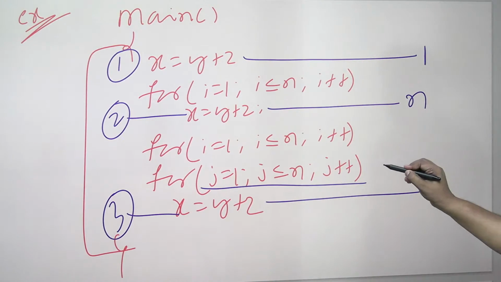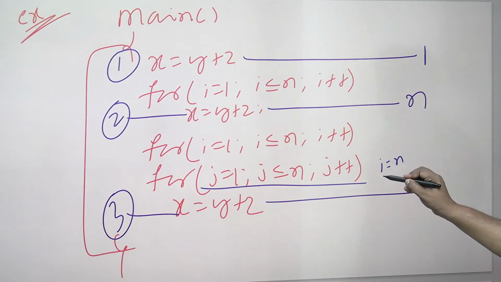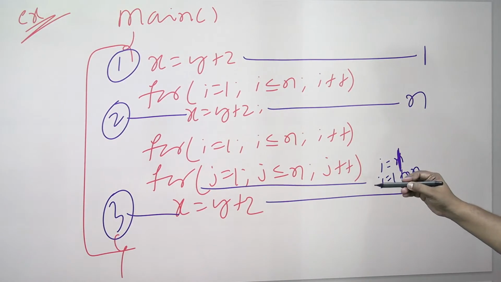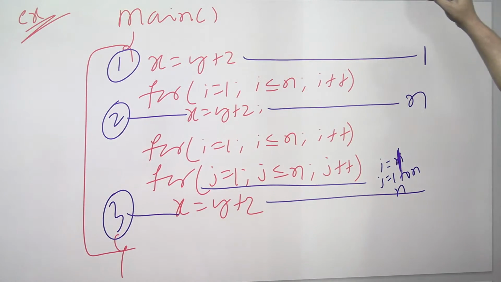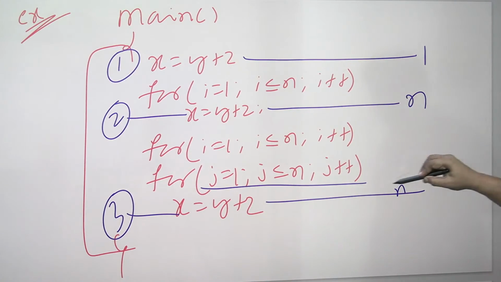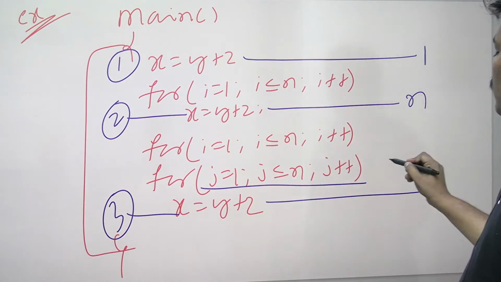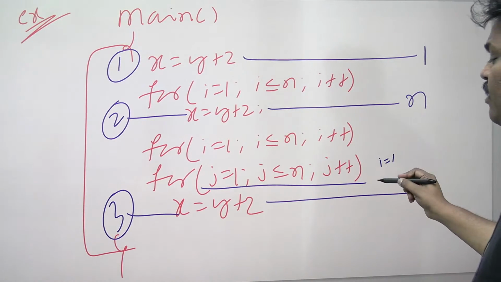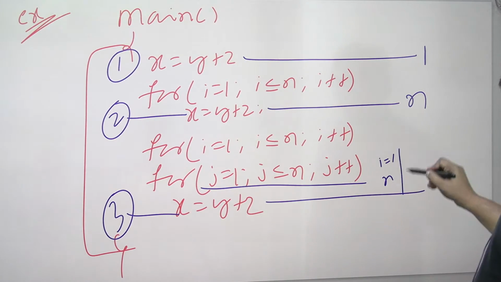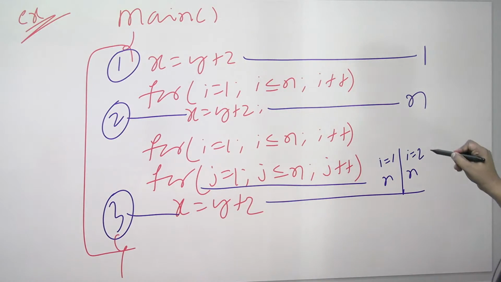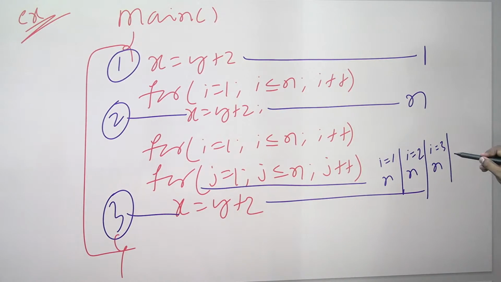Listen, it will execute like this. I is equal to 1, j loop is 1 to N, statement 3 will execute N times. Let me write clearly. I is equal to 1, j loop is N times, every time the third statement. I is equal to 2, j loop is N times, every time the third statement. I is equal to 3, j loop is N times. It will continue like this until I is equal to N, j loop is N times, every time the third statement.